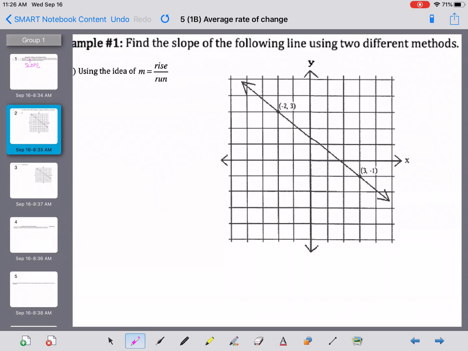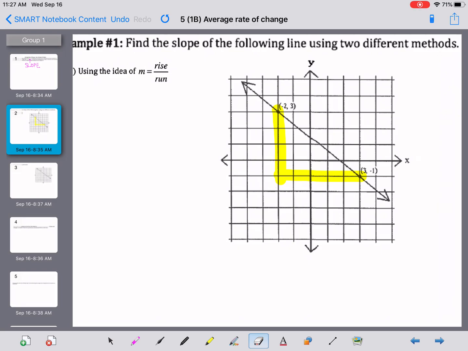But when we're given a graph here, we can help ourselves out by using the idea of rise over run. And it says find the slope of the following line using two different methods. So let's do rise over run. So remember, what's going to happen is we can make a triangle here. Whoops, I went too far there, but we're going to go from there to there. Let's see if I can erase a little bit.